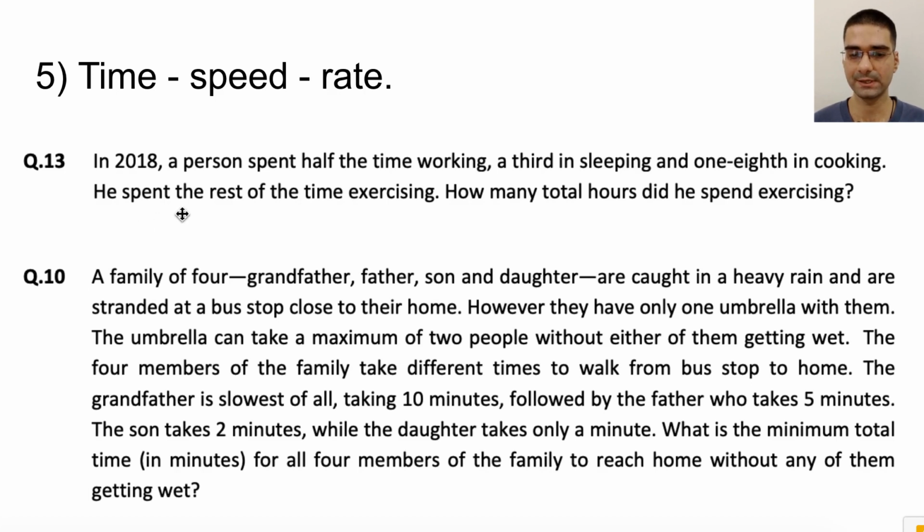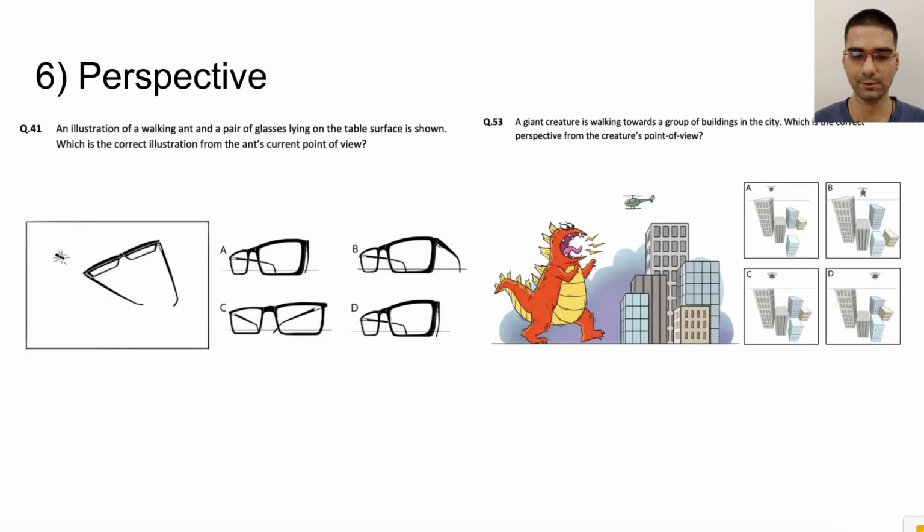For example, they have shown that a person is working and sleeping and doing some things in the day, while you have to calculate how many total hours he has spent exercising. Similarly, they have asked in this particular question that a family is caught in heavy rains and how much time would they take to reach home while getting the minimum amount of rain.